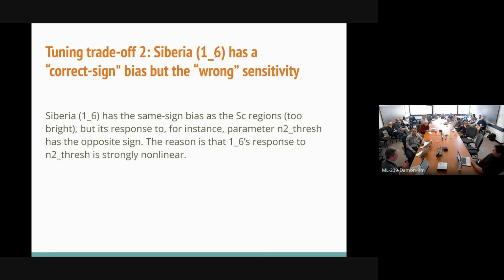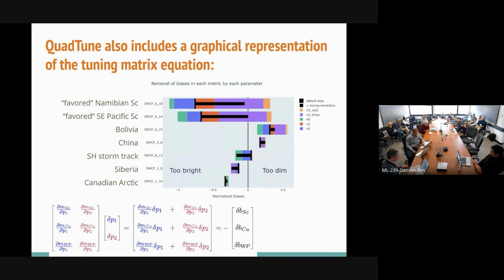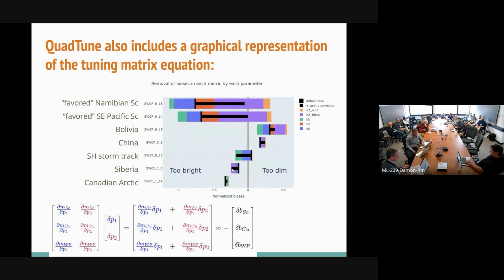Another one is sort of the opposite problem. I had the right bias, but the wrong sensitivity. So let's look at that one. That's Siberia here. It's too bright. This vertical line is the same as those, same sign, too bright. But then the parameter sensitivity is different. Here, the N2 thresh parameter, this purple thing, was dimming. Here, the purple is brightening. See, it's on the opposite side. So that's bizarre. That one parameter must be very strange.